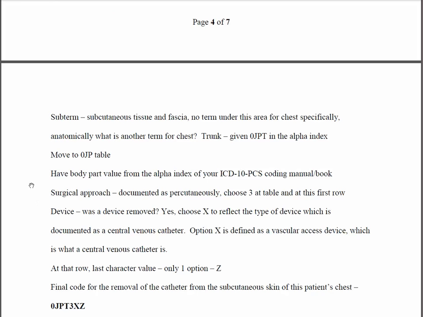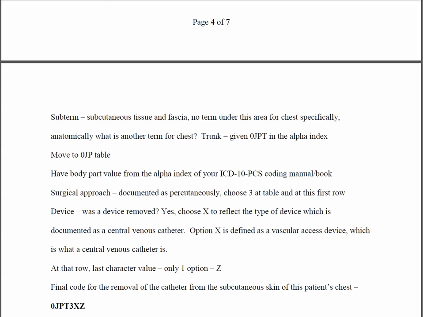You move to the 0JP table. You have your body part value already from the alpha. You're going to double check that information. Then you're going to decide on your surgical approach. Your surgical approach per your documentation was percutaneous. At that table, at that row, that's reflected by the value of 3.